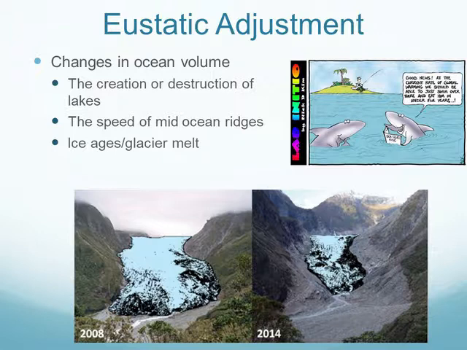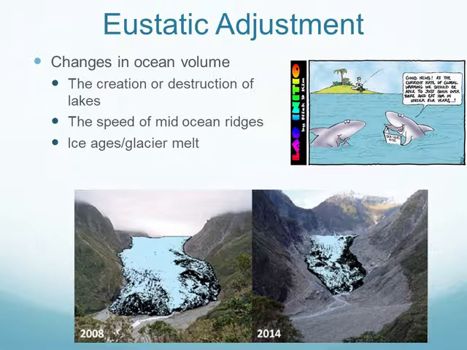And you can do this either by glacier melt, or the speed of mid-ocean ridges. So if that mid-ocean ridge speeds up, then that means it's spewing more material into the ocean, which then is causing that mid-ocean ridge to rise higher, which then is displacing more water. Or you can get the creation or destruction of lakes. So if all of that water that's found in lakes goes into the ocean, then you are raising the sea level. So take a look at that comic there, because that's a pretty funny one.